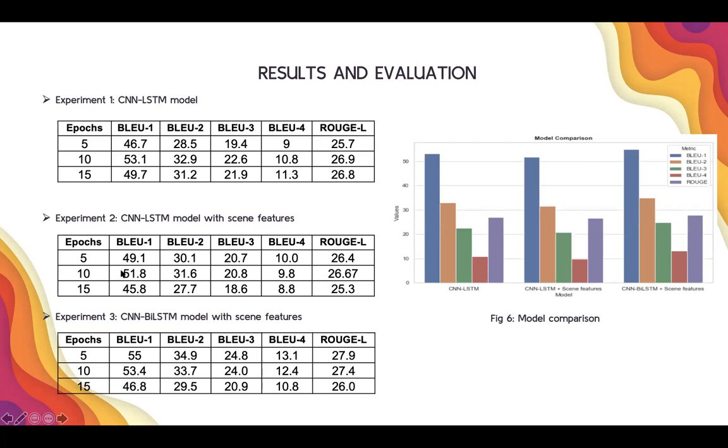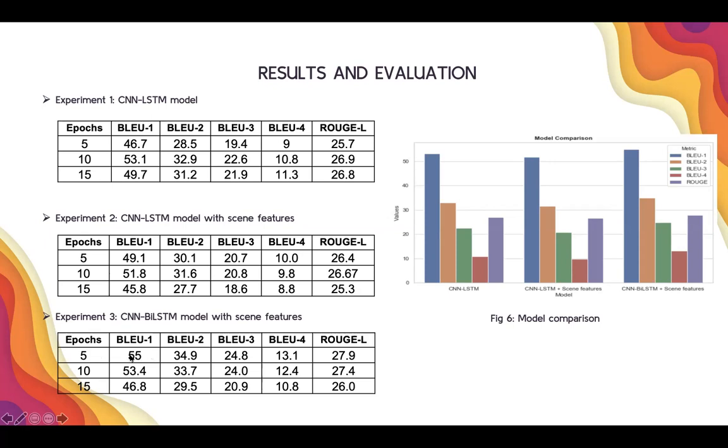As the model result was 51.8 here, and the BLEU-1 score here was 53.1. This actually indicates that introducing the scene features reduces the performance of the model. So to solve that, we investigated introducing the bidirectional LSTM to improve the capacity of the model to learn, and we can see that that made a positive impact.